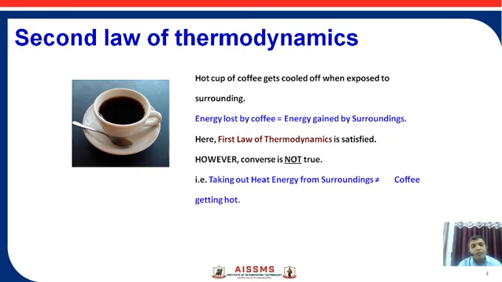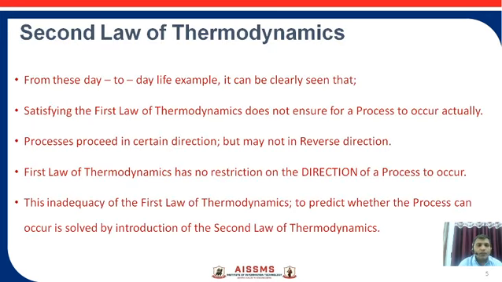Whatever heat we supply to the system to make the hot coffee, the heat supplied to the system from the surrounding is not equal to the heating of the coffee. Still, the first law of thermodynamics is satisfied. From these day-to-day life examples, it can be clearly seen that satisfying the first law does not ensure that the process will actually occur. The process proceeds in a certain direction, but not in the reverse direction, that is from low temperature to higher temperature. The first law has no restriction on the direction of the process to occur. That is one of the limitations of the first law of thermodynamics.